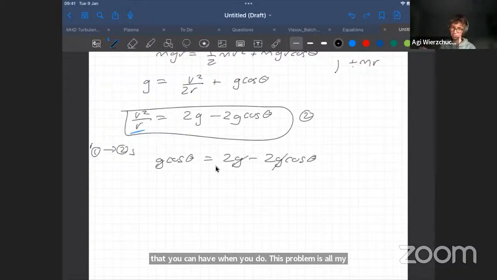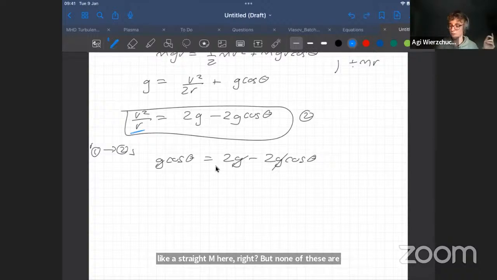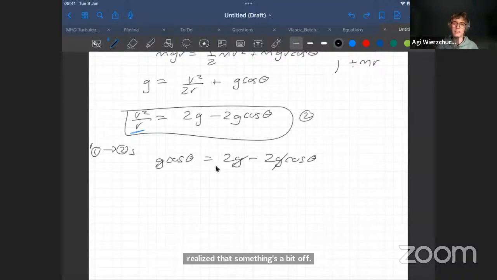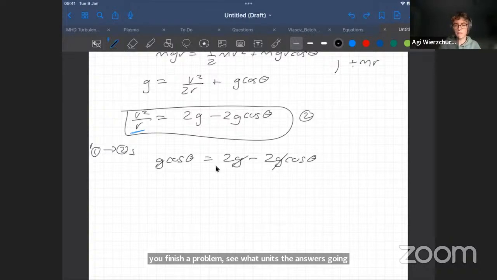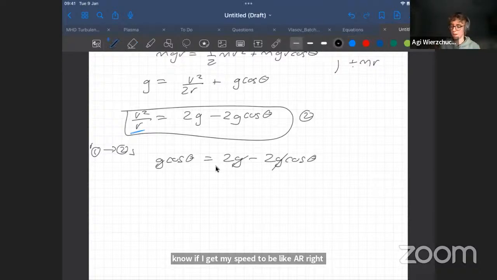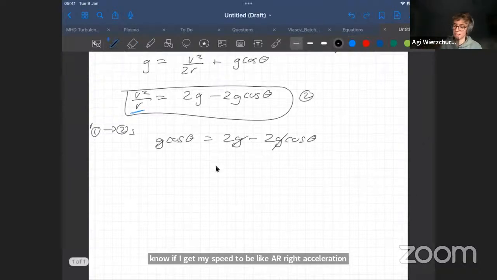A quick check that you can have when you do this problem is that all my g's cancel. So if you made a mistake anywhere in this problem and you had a stray m here, but none of these other terms had an m, then you'd realize that something's a bit off. That's a good trick to do when you finish a problem: see what units the answer is going to have. If the problem asks for a speed and my final solution doesn't have the units of a speed, like if I get my speed to be a times r, acceleration times the radius, that's not going to have the right dimensions. So then I know my answer is definitely wrong.